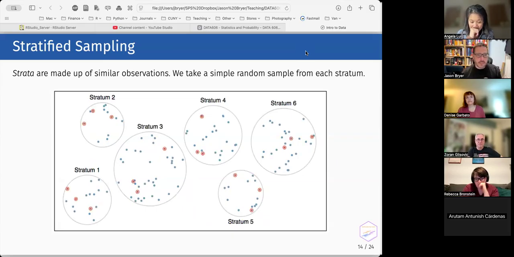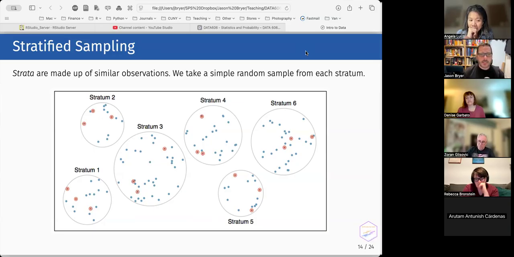So, stratified sampling can be really effective if there are some variables that you think are related to your outcome or that you want to ensure have representation, right? I imagine things like sex and ethnicity, socioeconomic status, where I want to ensure my sample is representative of those different groups.